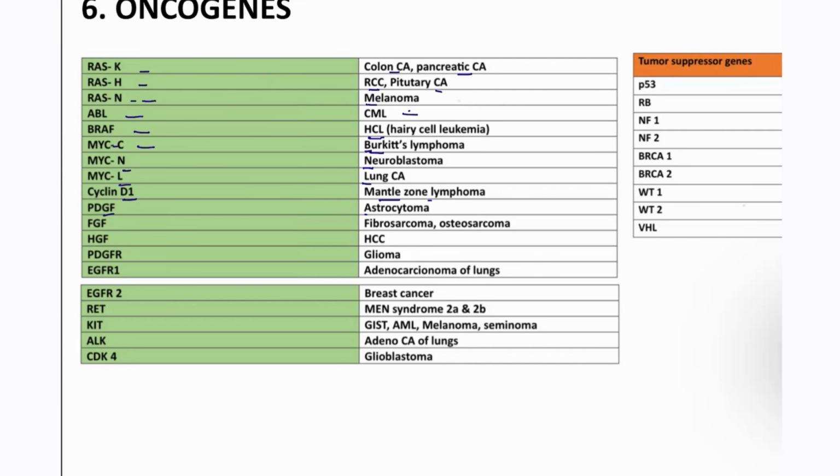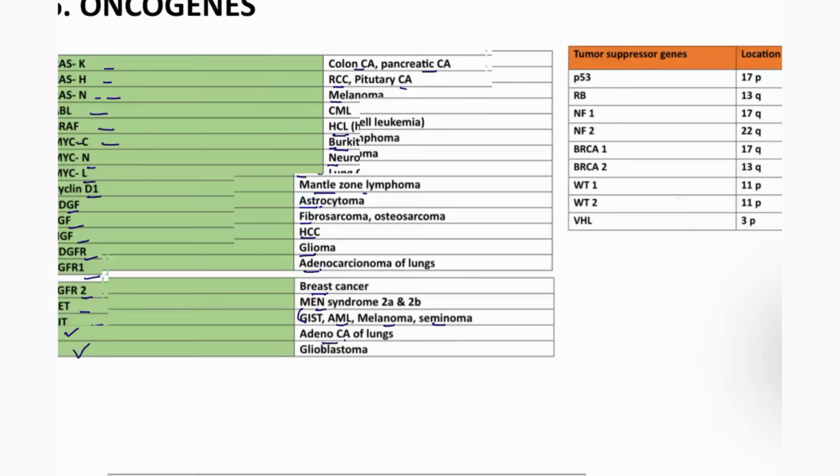PDGF is for osteosarcoma. FGF, fibrosarcoma. HGF, hepatocellular carcinoma. PDGFR for glioma. EGFR, that is for adenocarcinoma. EGFR2 for breast cancer, and RET gene is for MEN syndrome 2A and 2B. Kit, what does Kit include? Just AML, melanoma and seminoma. ALK is for adenocarcinoma of the lungs. CDK4 is for glioblastoma.